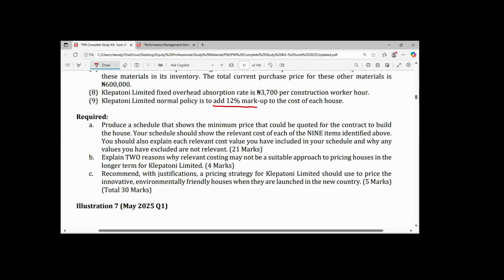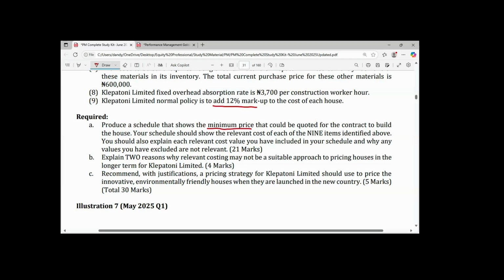Produce a schedule that shows the minimum price that could be quoted for the contract to build the house. Your schedule should show the relevant cost of each of the 9 items identified above. You should also explain each relevant cost value you have included in your schedule and why any values you have included are not relevant. 21 marks.